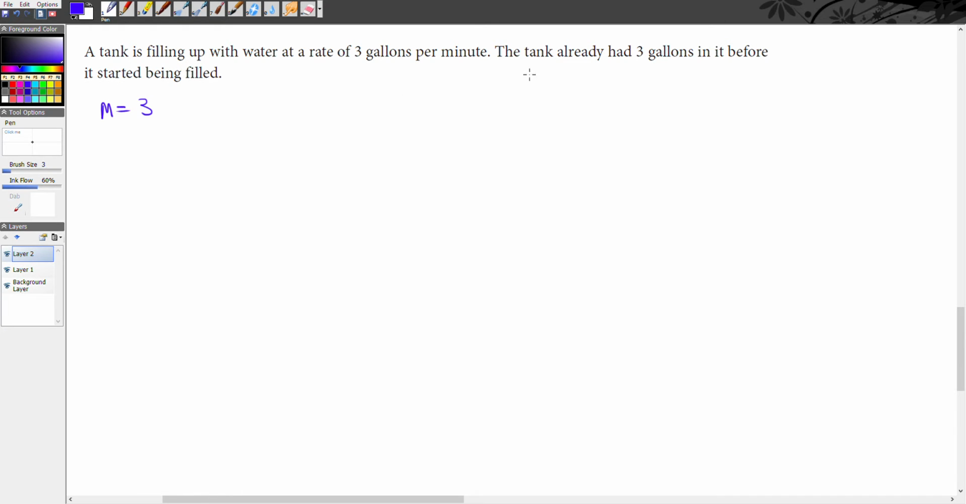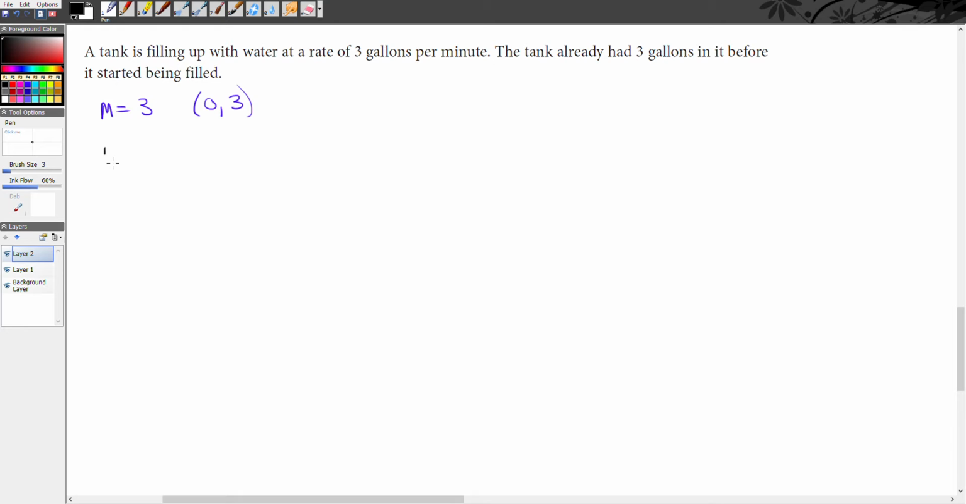And the tank already had 3 gallons in it before it started being filled. So if you think of any of these things where they're talking about something happening over time, the before means no time has passed, right? So that's 0 minutes. So that means we have as our point on this line 0 minutes, 3 gallons already in there. So 0, 3. So we use that concept to write our equation in point slope form.